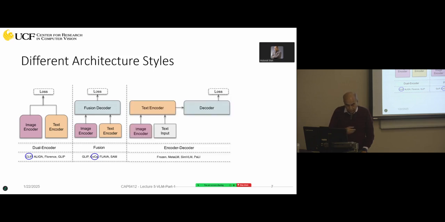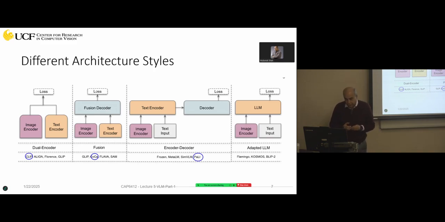We talk about both. Next one is where we have both the encoder and decoder. In this case, we have an image encoder, image input and text input go to the text encoder, and we get a decoder, and then we apply the loss function on that. In this case, PaLI is one example. We'll go through that. The last one is where we have the image encoder and text input. We have a language model, a large language model, LLM.